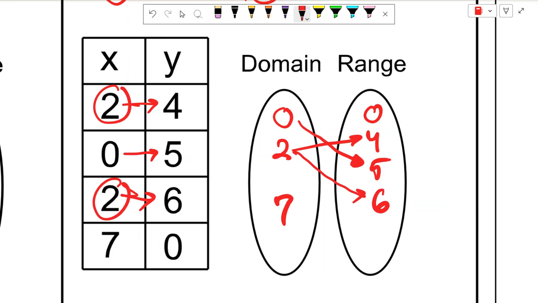And that's a problem. We can't put 2 in one time to the function and get a 4, and then put it again and get a 6. It's just not going to work. So this is not a function, because 2 repeats to 2 different values.